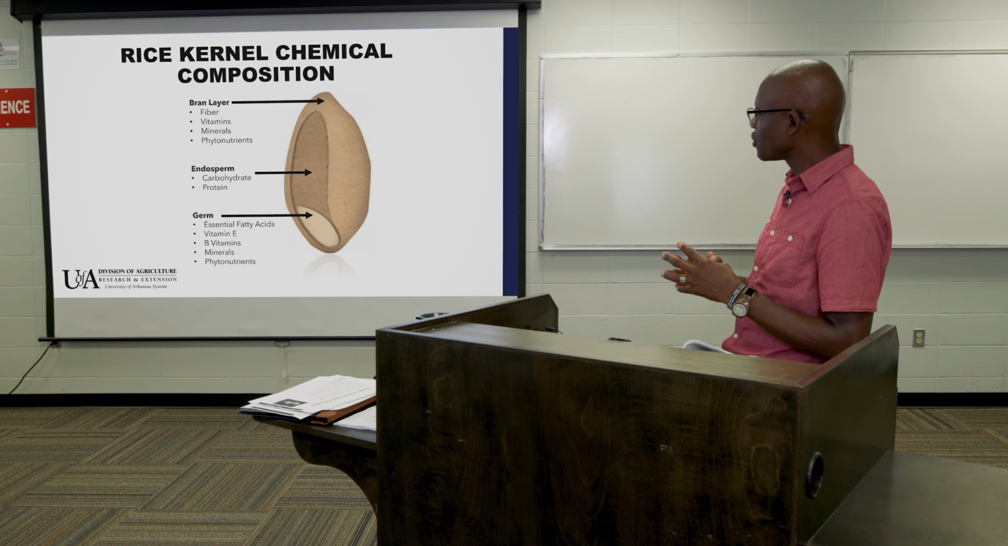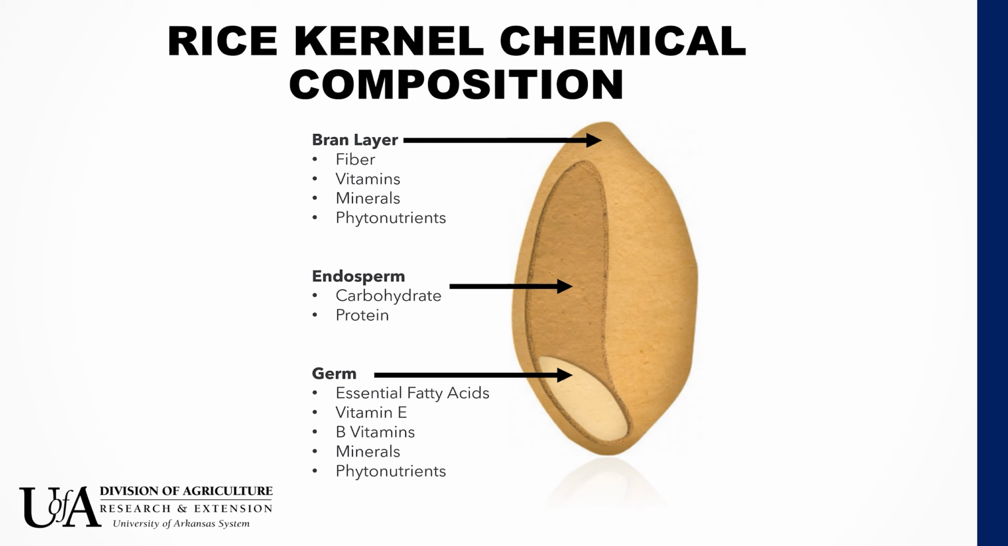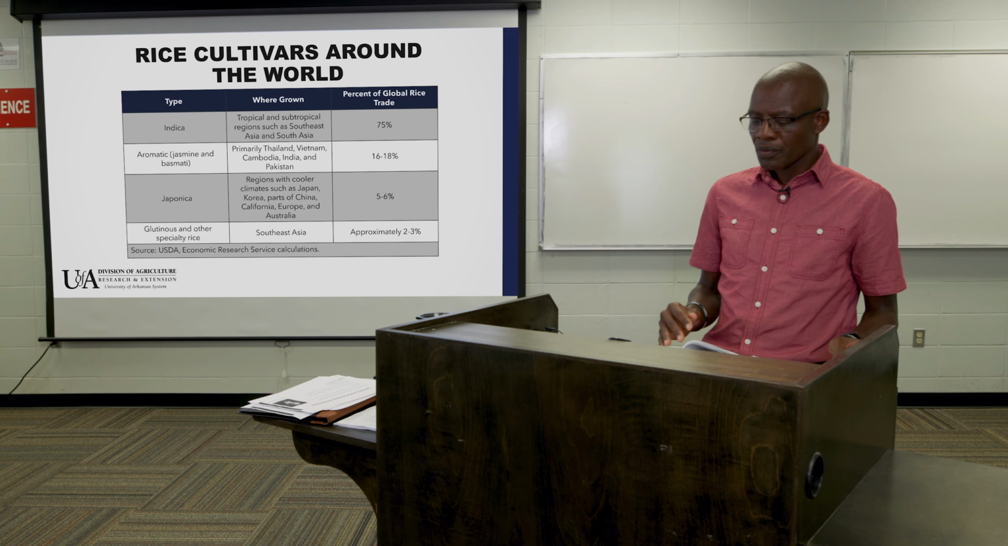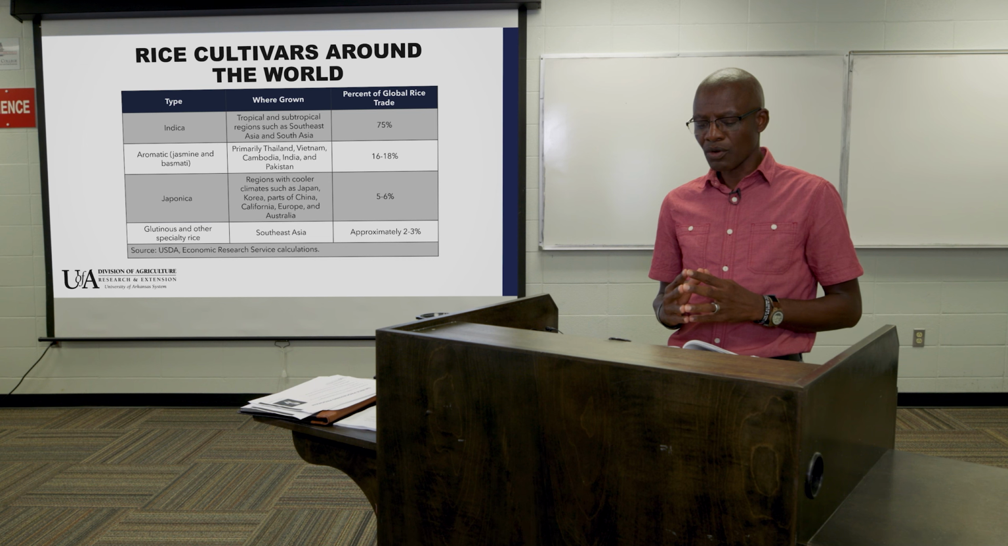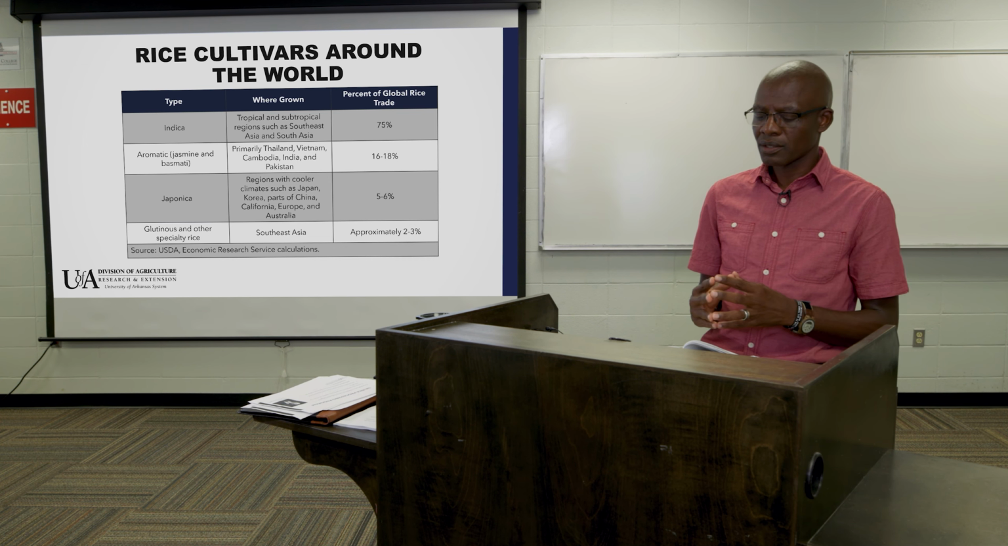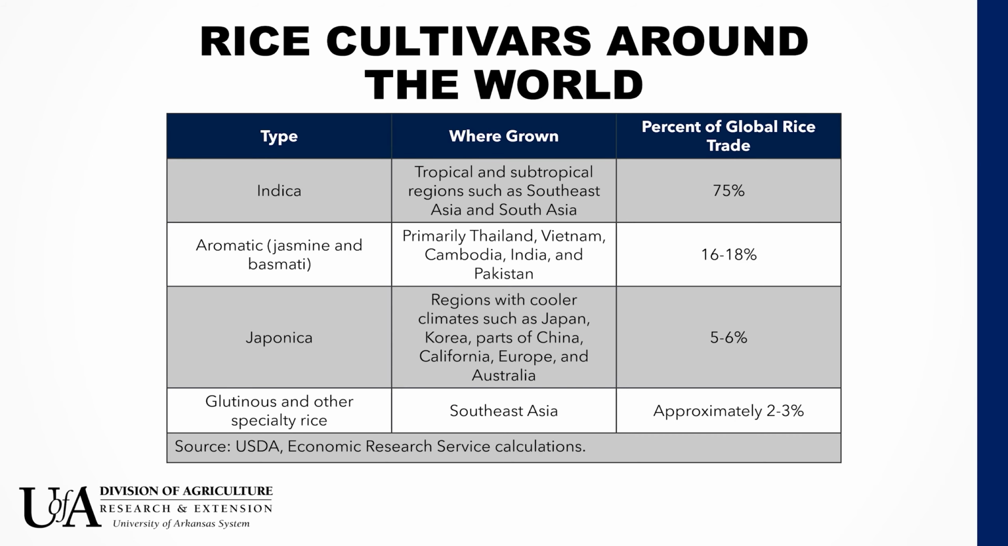Then we have the germ, which is rich in essential fatty acids, vitamin E, the B vitamins, minerals, and the phytonutrients. Now, there are different types of rice around the world. But broadly speaking, we can classify this rice into 4 major parts.